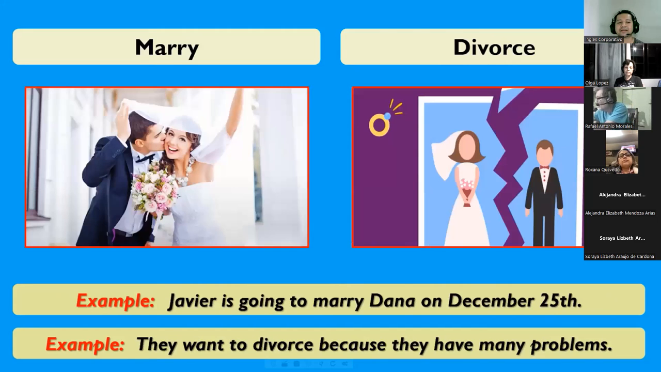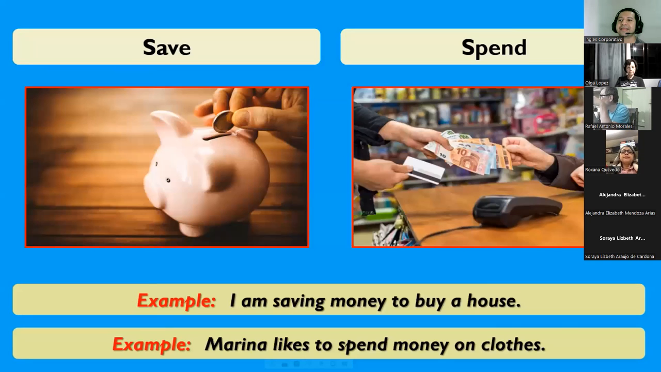Let's see. So we were checking marry and divorce. Alejandro, can you help me read the two sentences, please? Just to check. Javier is going to marry Dana on December 25th. They want to divorce because they have many problems. Exactly. So married and divorced, right? Opposites. Now, save and spend.